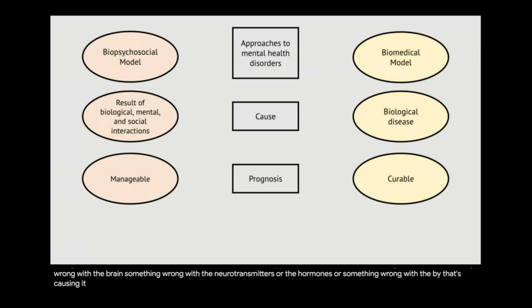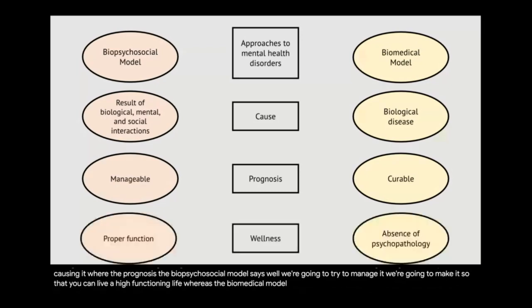Where the prognosis is concerned, the biopsychosocial model says, well, we're going to try to manage it. We're going to make it so that you can live a high-functioning life, whereas the biomedical model assumes that the condition is curable. And finally, what they consider to be well is being able to properly function in life if you subscribe to the biopsychosocial model, whereas the biomedical model assumes that it's the absence of psychopathology, or of a mental health disorder.